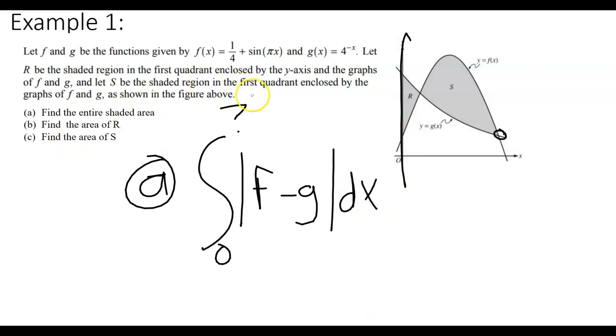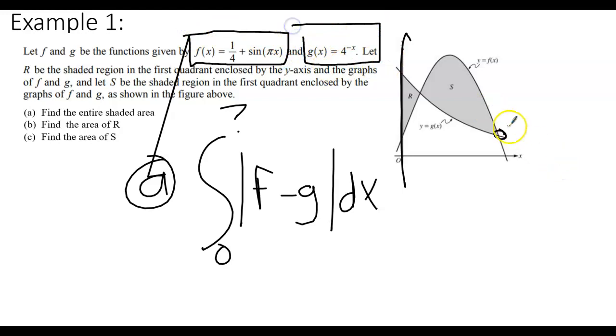So as you can see, what I'm going to need to do on my graphing calculator is I'm going to need to graph this function here, and I'm going to need to graph this function here, and I'm going to have to find out where it is that they're crossing. Once I do that, I can set up my integral and put that intersection point up here. So let's go ahead and do that.